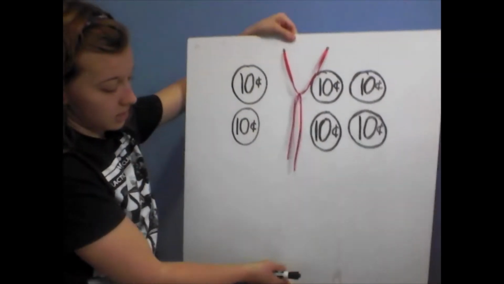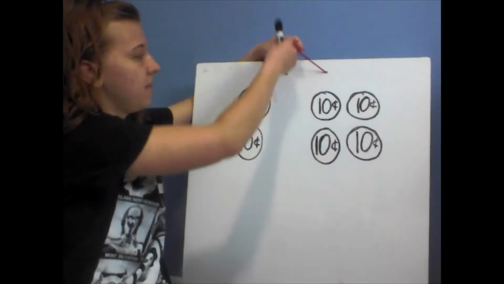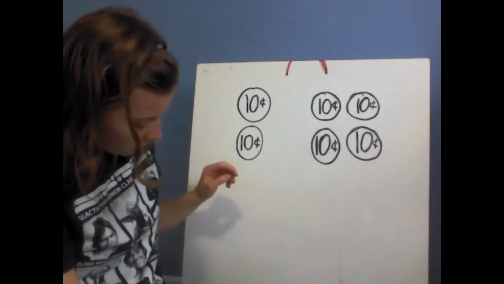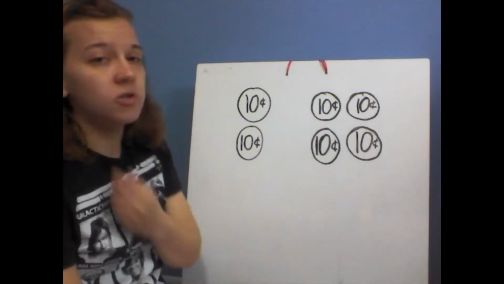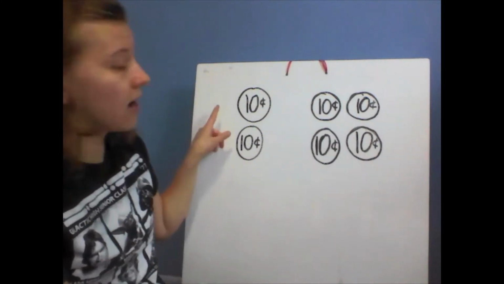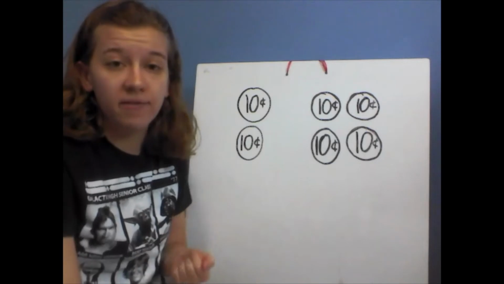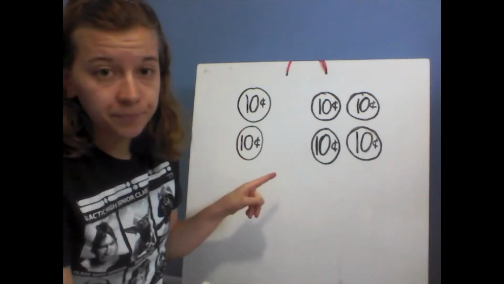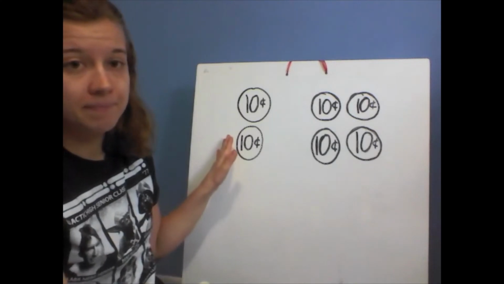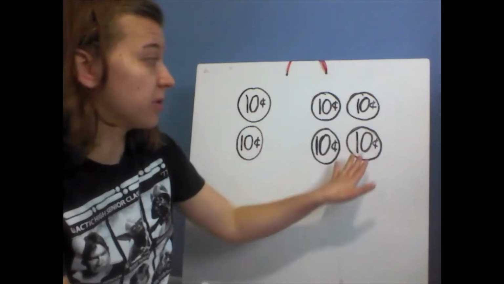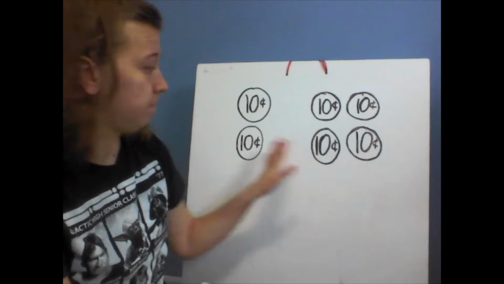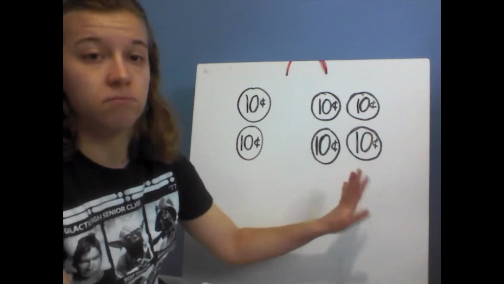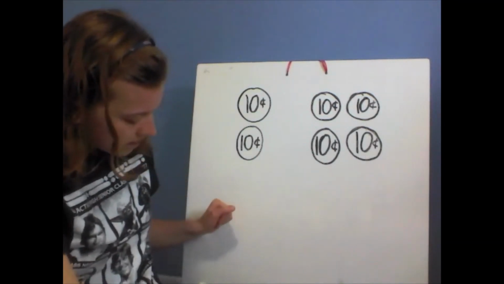So go ahead and take a look at your dimes if you have them. All right, we are going to use similar numbers. So take out two dimes if you have them, or if you don't have them, you can draw them like I did. But take out two dimes and put them on one side. Then take out four dimes and put them on the other side. Okay? Two dimes, four dimes. Makes sense. All right?